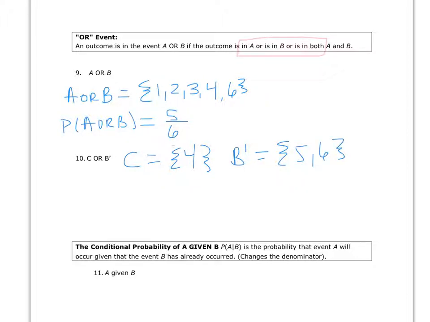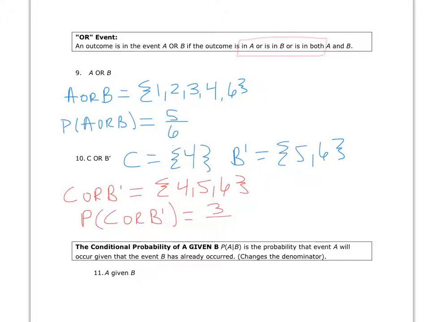All right, so if we want to find this event, not A, C or B prime, we're going to include all of the values in C and B prime. So that's 4, 5, and 6. So even though they don't share any events, because we have that OR event, which is very inclusive, we include all of them. So now let's find the probability of C or B prime. There are 3 outcomes out of the 6, so we get probability of 1/2.